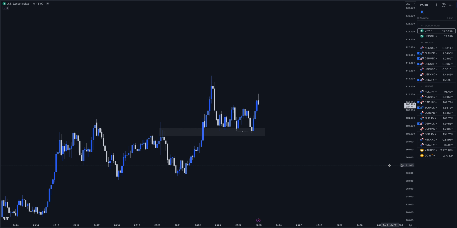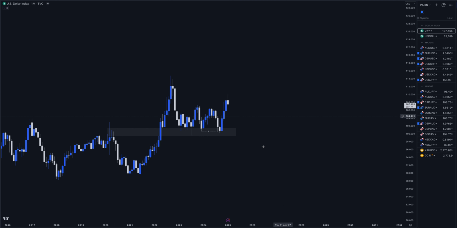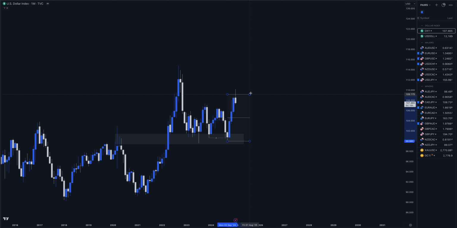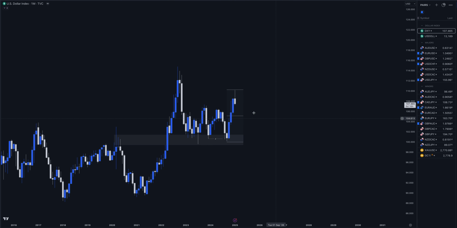Starting off with the DXY, on the monthly time frame, we can see we had a very strong support level around this area, and we had a liquidity sweep, and then we've had a break of structure. Now, what do we want to see? Ideally, we want to see price come into discount before we continue going higher. Okay, now in discount, where exactly can price come to? It could come to this imbalance over here, or it could come back into this imbalance.